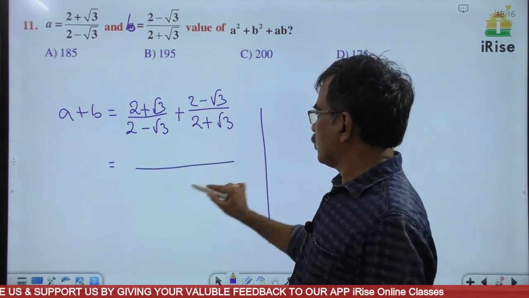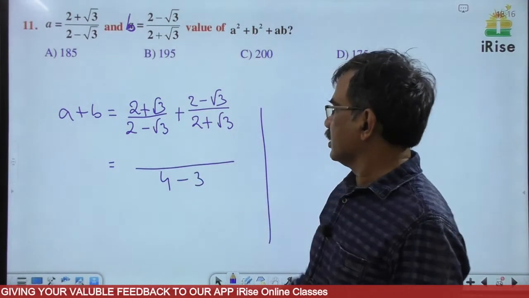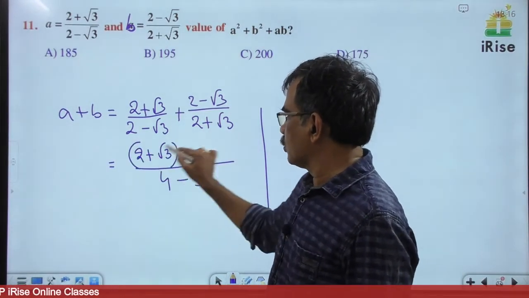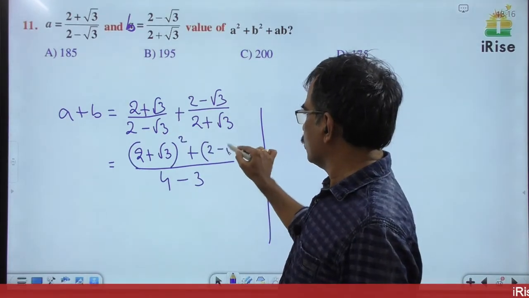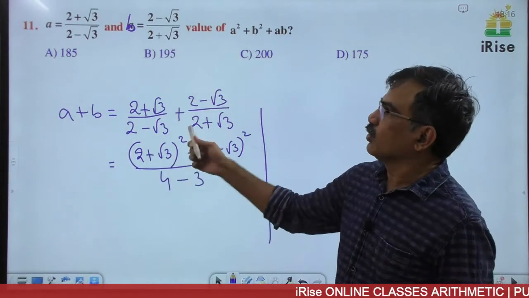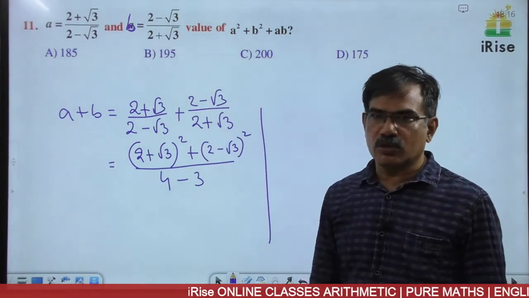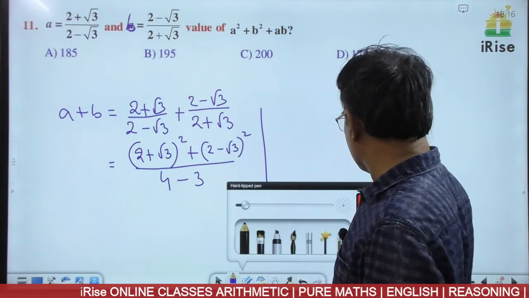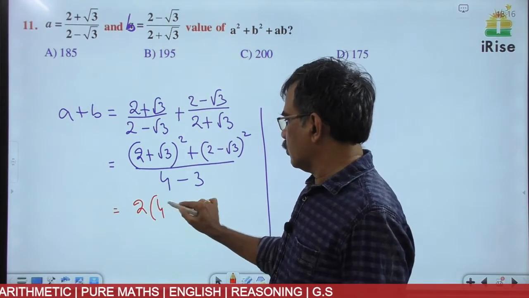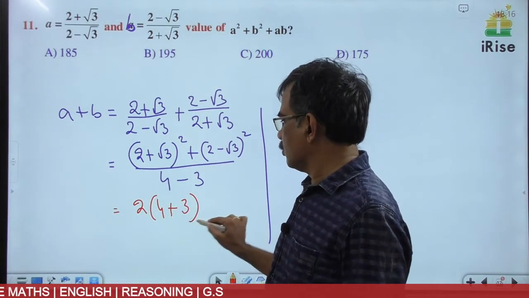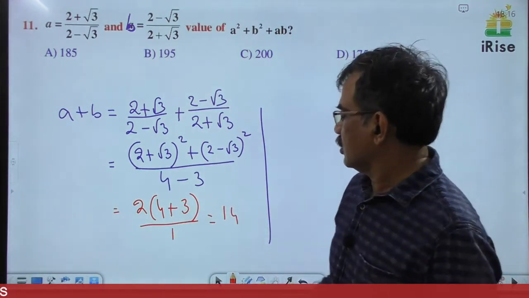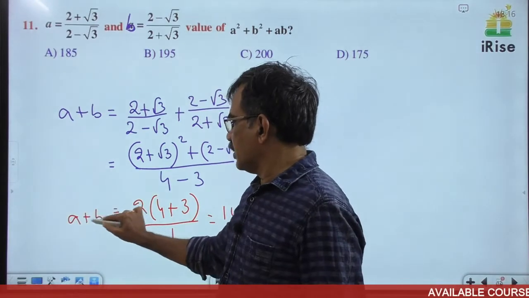The LCM is a square minus b square, 4 minus 3. We get the numerator as 2 plus root 3 whole square plus 2 minus root 3 whole square. Already I have given the formula: a plus b whole square plus a minus b whole square is equal to 2 times a square plus b square. 2 times a square 4, b square 3, by this is 1. The value is 14. So a plus b value is 14.